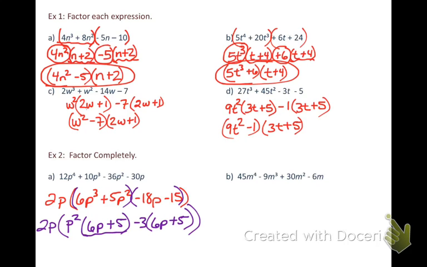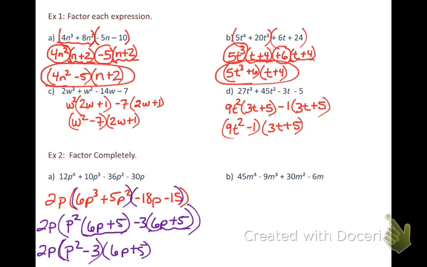Again, you have the same factors in parentheses. So again, you bring down your 2p. Remember to bring your 2p down. And then you go p squared minus 3 and 6p plus 5 in two sets of parentheses right there. And that's how you would do it.